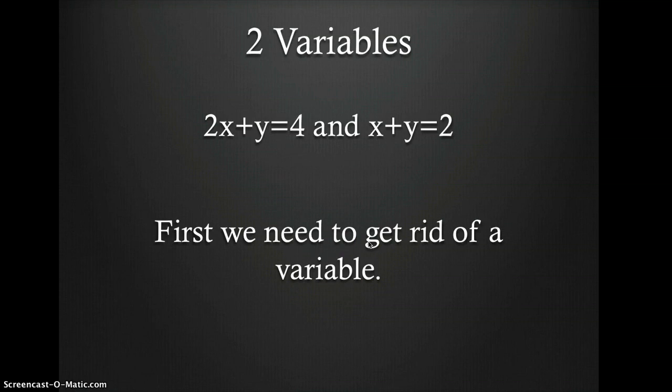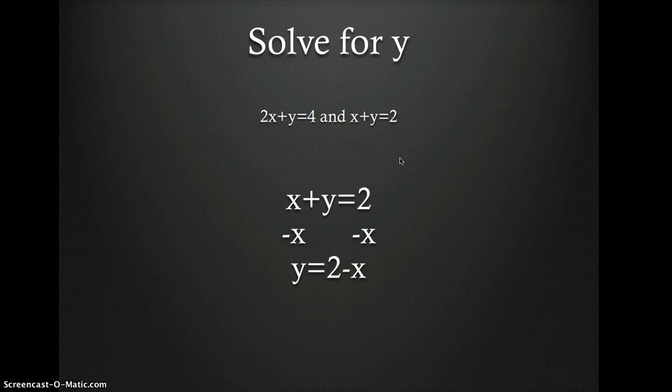Alright, now, when we're doing it with two variables, the first thing that we need to do is get rid of a variable, or isolate it, so that later we can set the two equations equal to each other. So the easiest one in this equation to separate would be the y, because the y is the same in both equations. So we're going to start by solving for y.